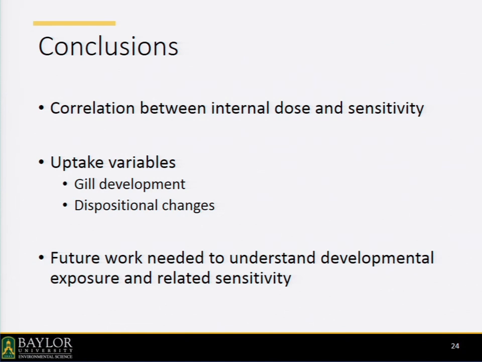Fortunately or unfortunately, I graduated, so I didn't get to go further and see what the driver was for the difference in uptake. I have a number of hypotheses, which might be either gill development, which starts to take place during this time, or other dispositional changes that are happening. However, future work would be needed to better understand what is driving the uptake differences that I've seen here, and if that extends to other contaminants, especially as we are pushing to go towards alternative models to meet some of the data gaps that have been identified for some of the regulatory frameworks.